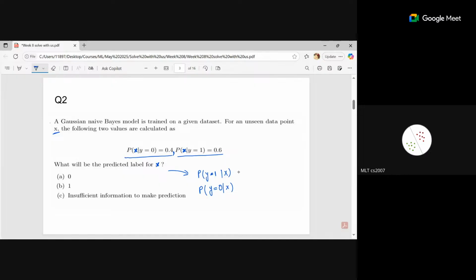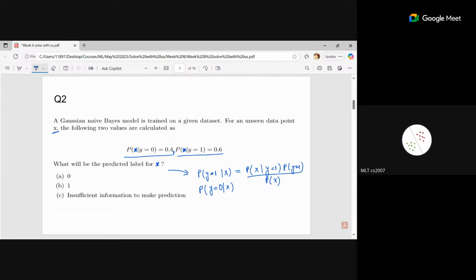But let's say we are calculating the first one, which is probability Y is equal to 1 given X. This is going to be the probability of X given Y equal to 1 times probability Y equal to 1, divided by probability of X. This is how you will find it. But we don't know the probability Y is equal to 1. That information is not given to us. So given only this information, it is not possible to predict the label for X.